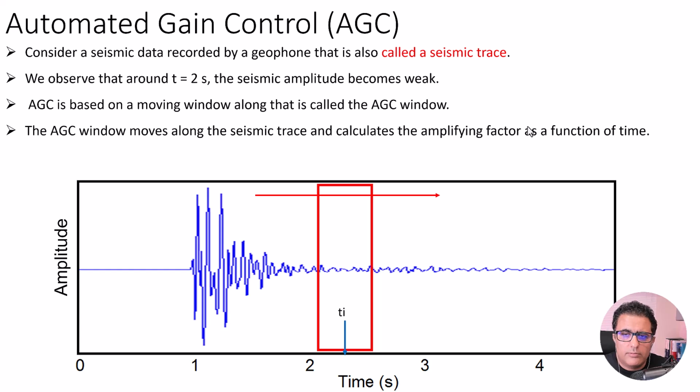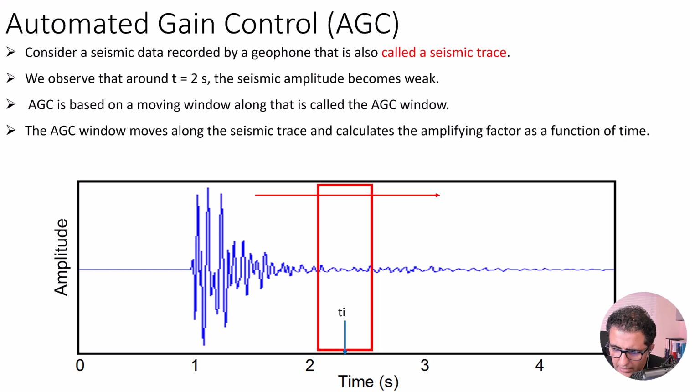So how does AGC work? AGC indeed is a window that we consider. In other words, the length of the window depends on us. We may consider it to be, say, 200 milliseconds or 500 milliseconds. That is up to us. And we may find an optimum window length by trial and error. I'm going to talk about why and what we should consider later, but let me explain the concept first.